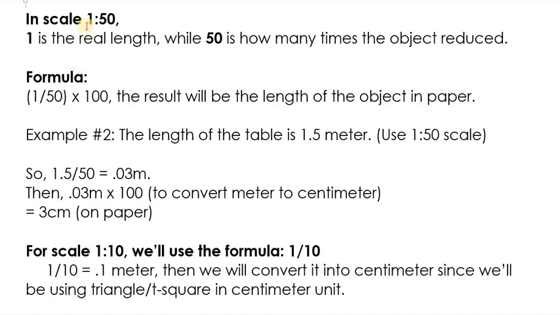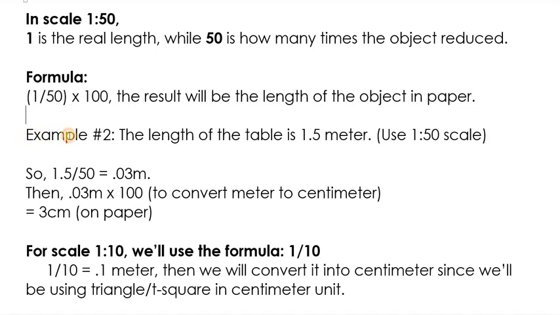Okay, how about if you're going to use scale 1 is to 50? So again, 1 is the real length, 50 is how many times the object is reduced. So we will be using the formula 1 divided by 50 times 100. Again, ang multiplier na 100 is standard, no? Because the purpose of this is to convert meter to centimeter.